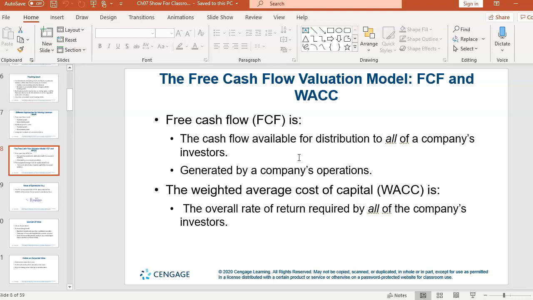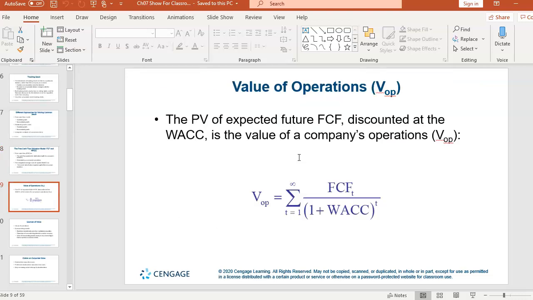And the weighted average cost of capital is the rate of return required by all company investors. Think of it as literally the cost of raising capital. Capital for a corporation comes from issuing stock, which could be common or preferred stock, borrowing money, which is debt, and using your own retained earnings as a way to fund future growth. So it's a combination of all of those, and we'll get into that in a future chapter.